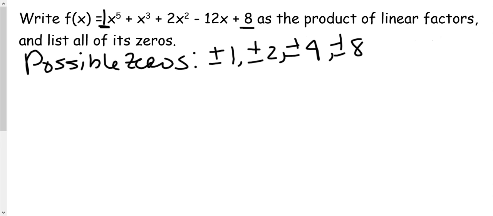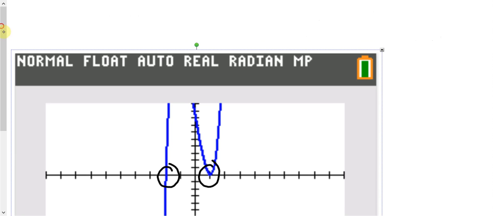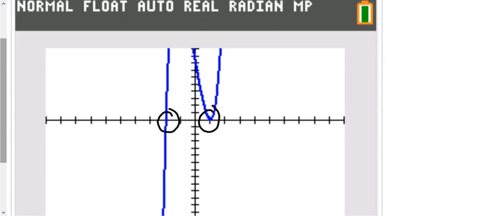From here, I really need some more guidance as to what numbers I should be testing first. To do that, I'm going to take a look at the graph. When I put that function into my graphing calculator, I can see two definite points where the graph is intersecting the x-axis, which is giving me my zeros. The first one is at -2, the second one is at +1. So those are going to be definite zeros.